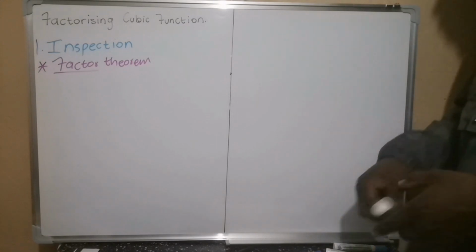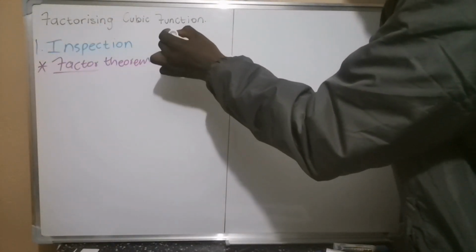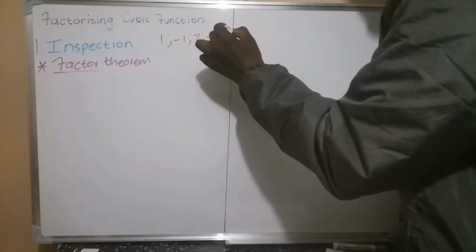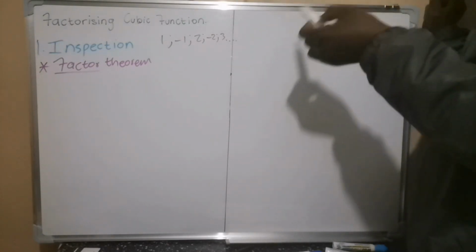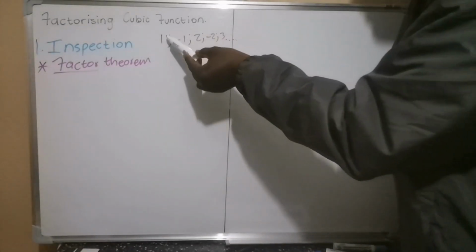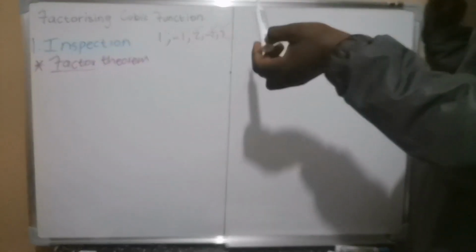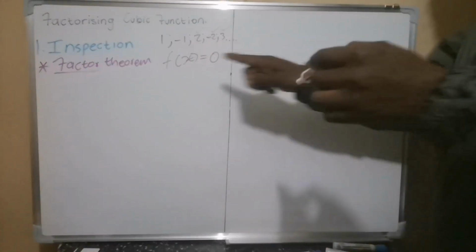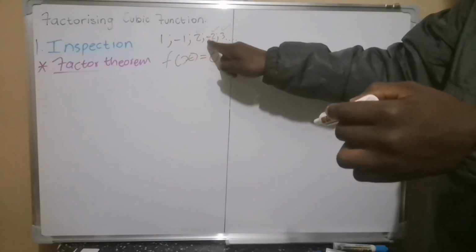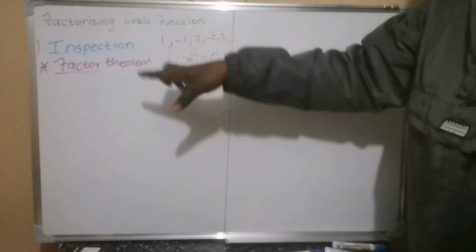Factor theorem is all about testing values from 1 up until infinity: 1, -1, 2, -2, 3, -3, -4, 5, -5, 6, -6, 7, -7, all those values. You need to plug these values where you see a variable in a function, and the y value, or the function, must give you 0. If they give you 0, that particular value is a factor of the function, basically.